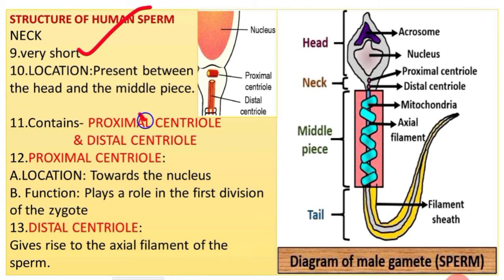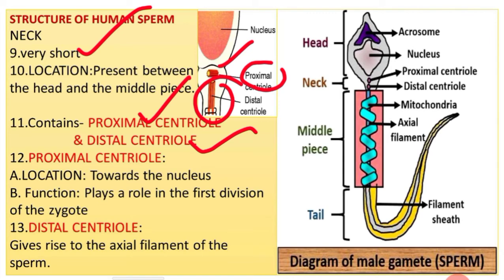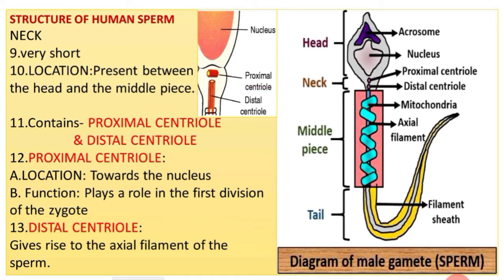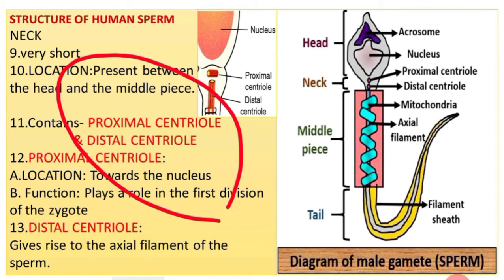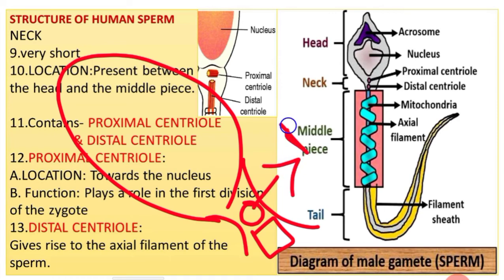It contains the proximal centriole and the distal centriole. See the picture: this is the proximal centriole, this is the distal centriole. The proximal centriole is next to the nucleus. This is the nucleus, and next to it is the proximal centriole. Imagine this is the head part, this is the neck part. The neck part contains the proximal centriole and the distal centriole.